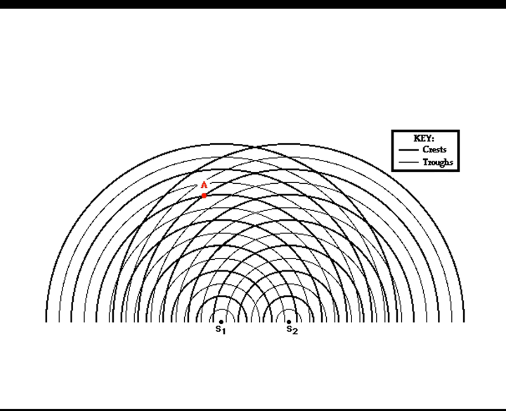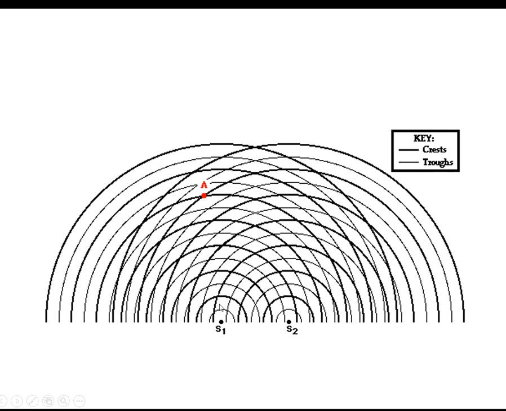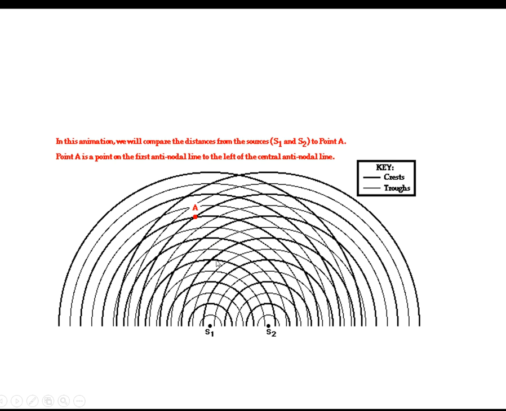So how many wavelengths is this point A away from S1, source number 1? And how many wavelengths is it away from source number 2? So we can notice here, if we just count, this will be one wavelength, from the source to this first line here, second line, third line, fourth line, fifth line. So I would say that A is 5 wavelengths away from S1. Now let's count from S2. 1, 2, 3, 4, 5, 6. So it looks like it's 6 wavelengths away from S2 and 5 wavelengths away from S1.